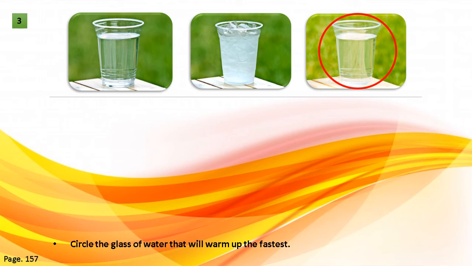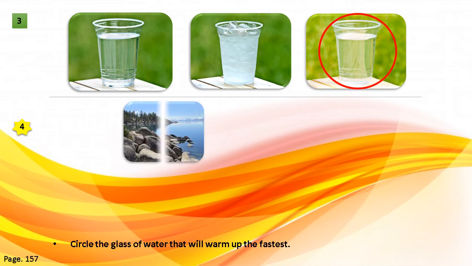The glass of water that is placed in the shade and the glass of water that has ice in it will take a longer time for the water in these cups to warm. And that's why we've circled the picture of the glass of water that is placed under the sun. The water inside this glass will warm up the fastest.